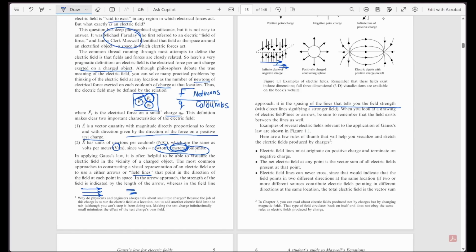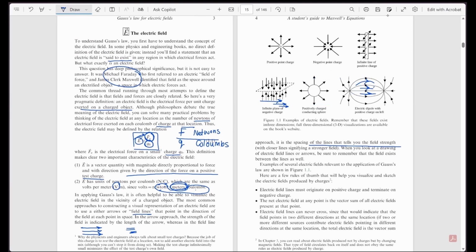When you look at a drawing of electric field lines or arrows, be sure to remember that the field exists between the lines as well. So the drawing is just a representation, and of course, there are fields in between those drawings. Examples of several electric fields relevant to the application of Gauss's law are shown in figure 1.1. In this figure, we have a positive charge with the electric field coming out of it, and negative charges with electric fields going into them. So we can conclude that the electric field starts from a positive charge and ends in a negative charge, which is visible here.